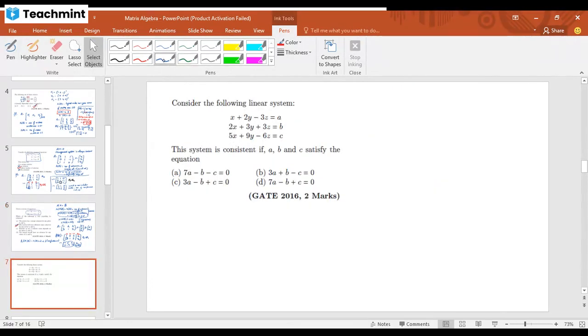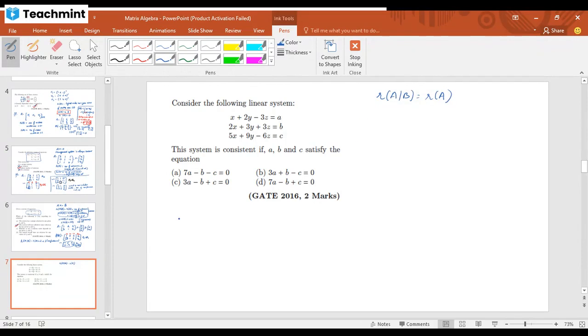Okay, in the next question again we are given a system of equations. In this case it is already given that the system is consistent and we want to find out the relation of A, B and C. Like I already told you, system is consistent means that if it is a non-homogeneous system, then the condition is the rank of the augmented matrix is equal to rank of A.